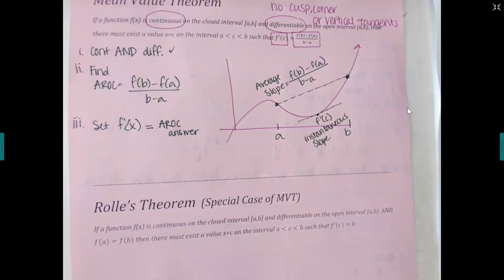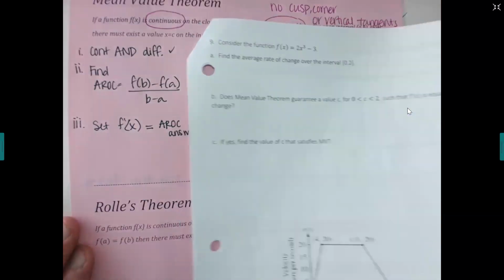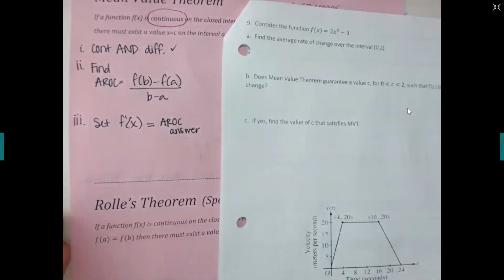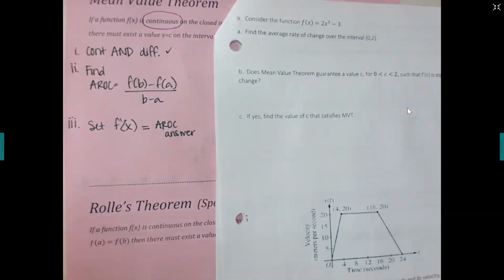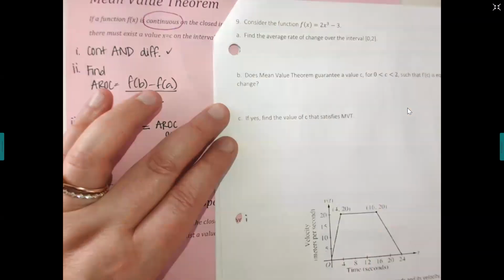All right, so let's do an example. Okay, go back to your white packet. And we're going to do example 9. So if you'll turn to number 9, it should look like this. So first question I would ask you is: this function 2x cubed minus 3, is it continuous and differentiable? If it's a polynomial? Okay, yes. Nothing crazy is going to happen on that.